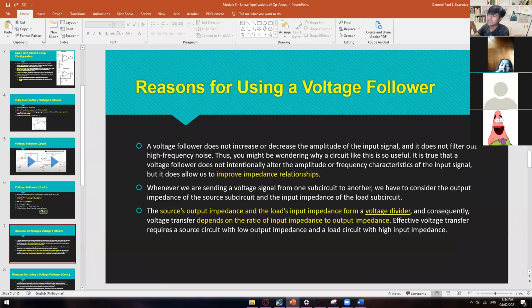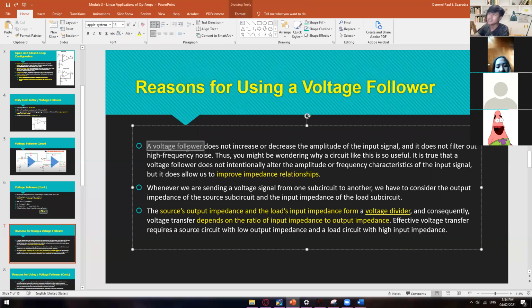Anyway, we have here the reasons on why we're going to use such a circuit. So, reasons for using a voltage follower. So it also has an importance. A voltage follower does not increase or decrease the amplitude of the input signal, and it does not filter out high frequency noise. Thus, you might be wondering why a circuit like this is so useful. Okay, so it says here this one is useful. It is true that a voltage follower does not intentionally alter the amplitude or frequency characteristics of the input signal, but it does allow us to improve impedance regulation.